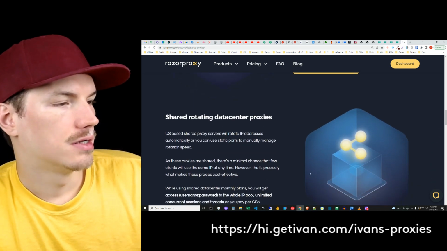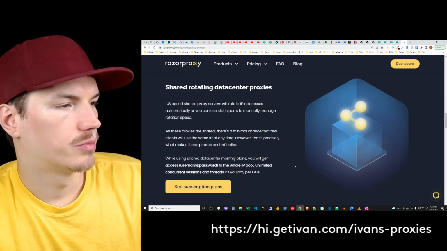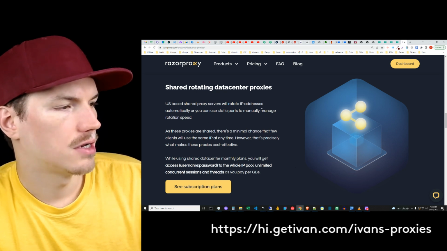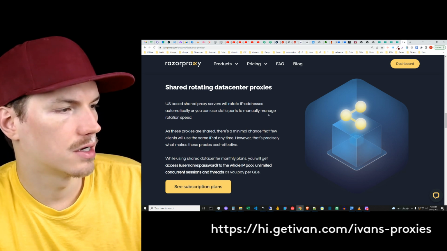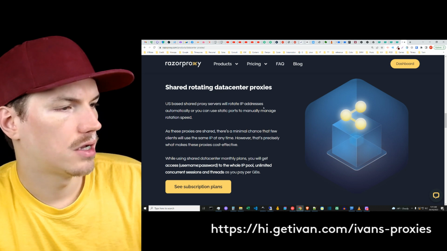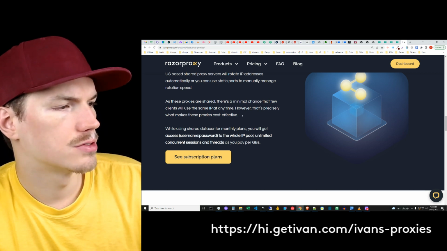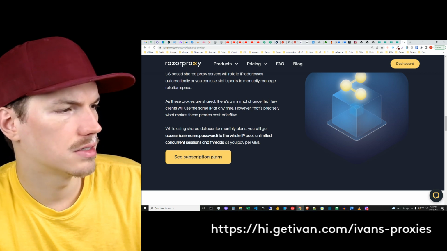Shared rotating data center proxies. Some good SEO there. US-based shared proxy servers rotate IP addresses automatically, or you can use static ports to manually manage rotation speed. As these proxies are shared, there's a minimal chance that a few clients will use the same IP at any time. However, that's precisely what makes these proxies cost effective.